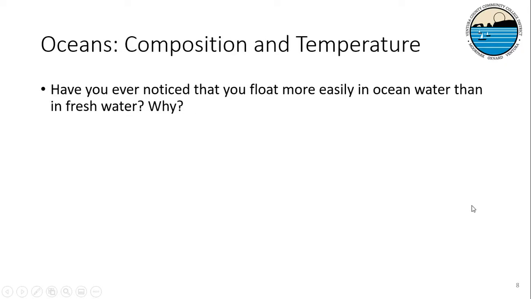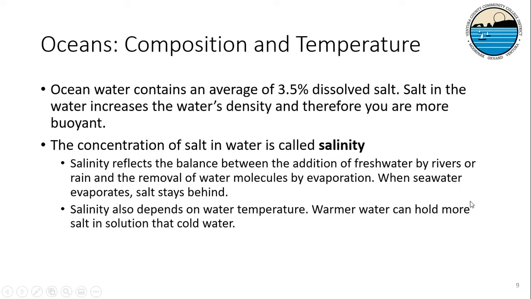So have you ever noticed that you float more easily in ocean water than in fresh water? Why do you think that is? If you've ever swam in the ocean, you might realize that you are more buoyant than if you're in a swimming pool. Well, ocean water contains an average of 3.5% dissolved salt. It means it's saline. So salt in the water increases the water's density, and therefore you're more buoyant.